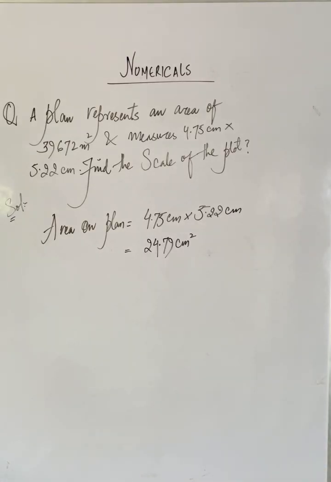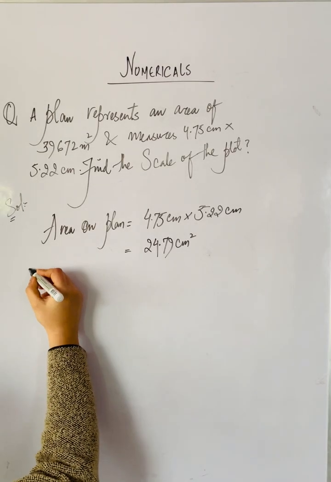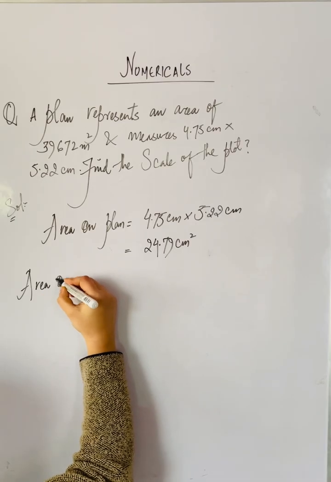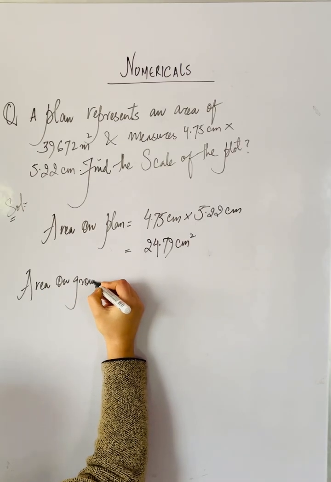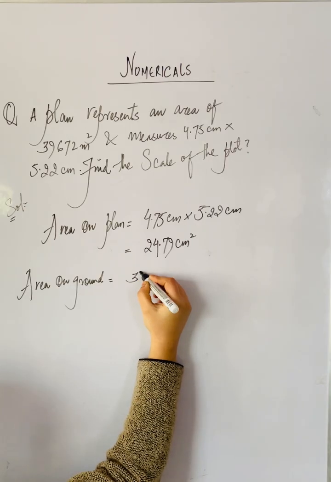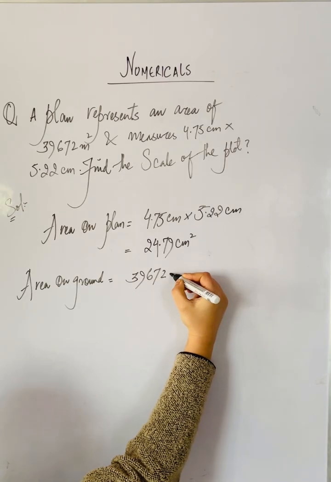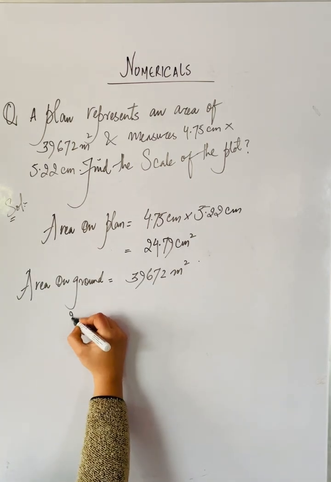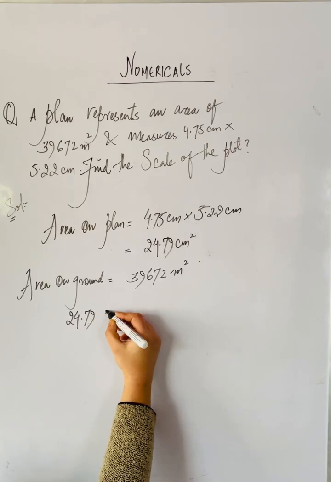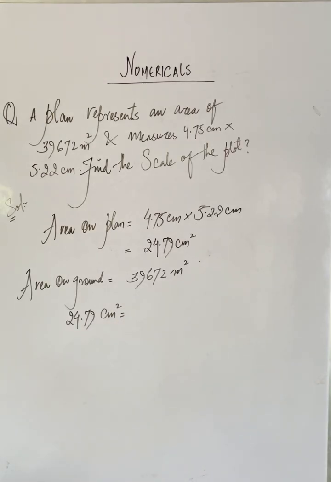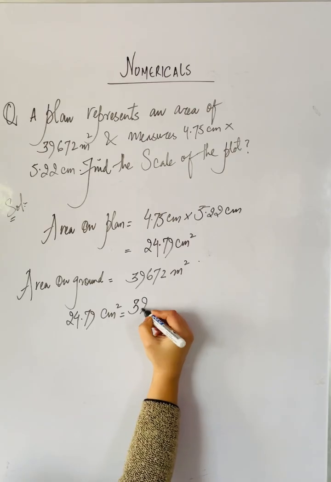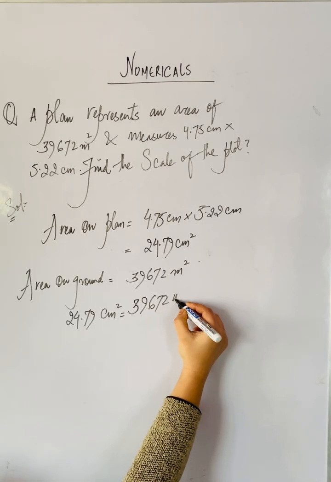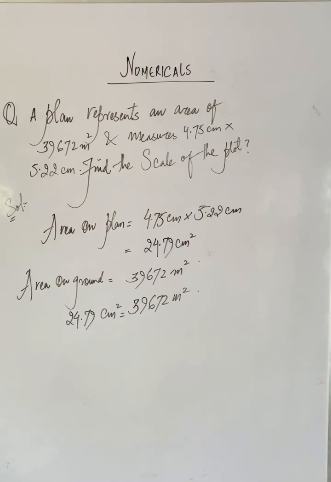Right? What is the area on the ground? Area on ground is 39672 meters square, right? So I may say that 24.79 centimeters square on map represents 39672 meters square on the ground.